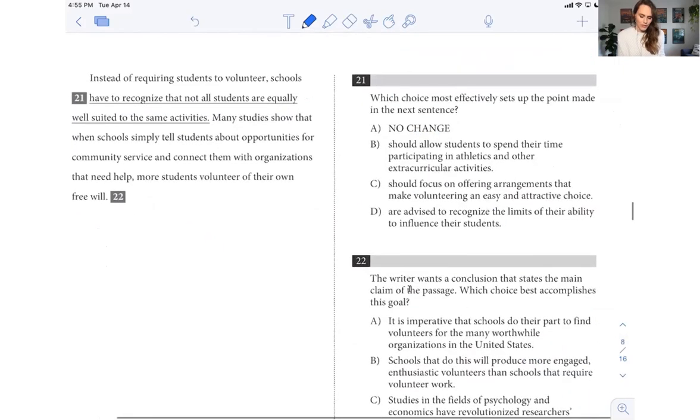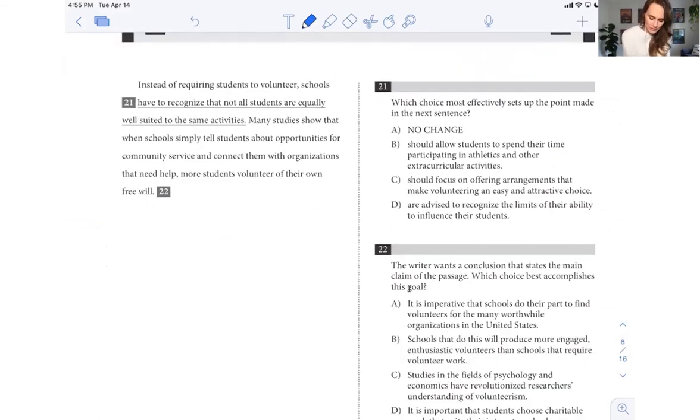Number 21, which choice most effectively sets up the point made in the next sentence? So let's see what's in the next sentence. Many studies show that when schools simply tell students about opportunities for community service and connect them with organizations that need help, more students volunteer out of their own free will. So instead of requiring students to volunteer, schools have to recognize that not all students are equally well suited to the same activities. Remember our main idea. This is about volunteering should be voluntary. So we need to keep that in mind.